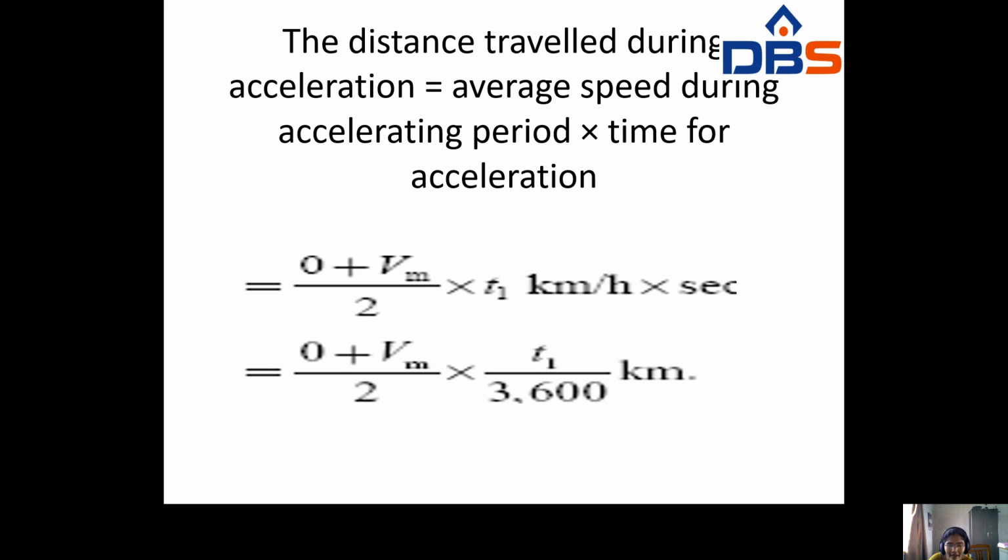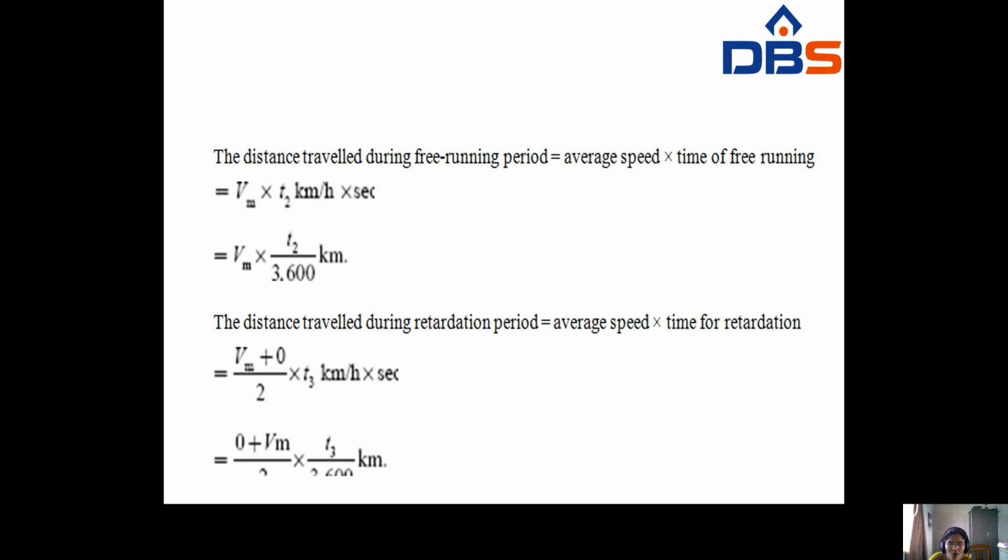So you get Vm T1 by 2 into 1 by 3600 kilometers. Next, the distance traveled during the free running period is equal to average speed into time for free running. In the free running period, the train maintains a constant speed, the maximum speed, that is nothing but Vm.